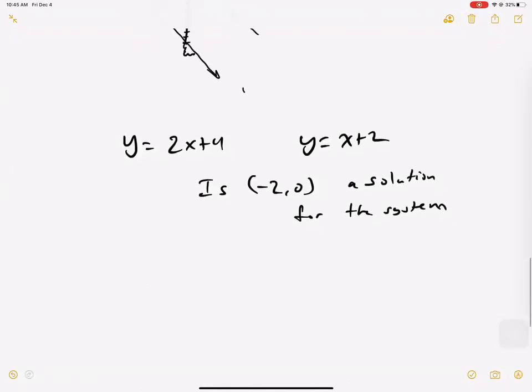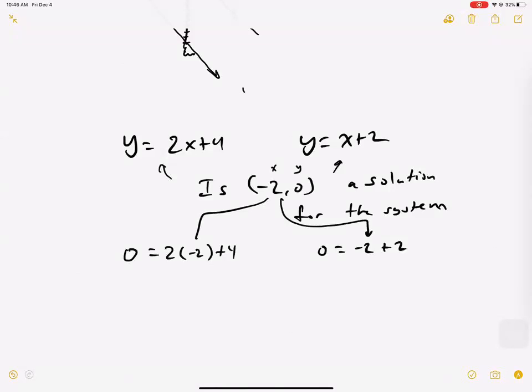We could graph it, or if we're just checking, you just have to plug in the x and y. Just plug in the x and y to each of these equations to see, are you a point that works? So let's go ahead and try it. 0 is equal to 2 times negative 2 plus 4. And on the right, 0 is equal to negative 2 plus 2. What I did was I just plugged in x for x and y for y.